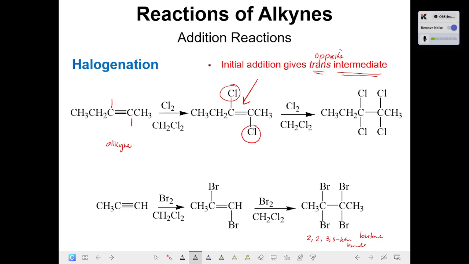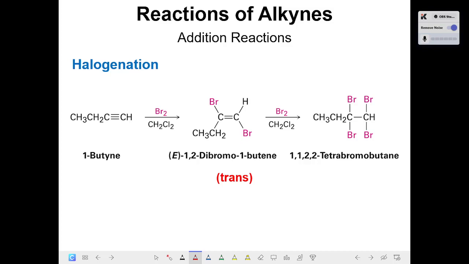So that is for halogenation. So let's give another example. So ito naman is 1-butyne. So 1-butyne, yung ating triple bond ay nasa dulo. So this is a terminal alkyne. So a terminal alkyne, ayan, nag-react siya with bromine gas in dichloromethane.